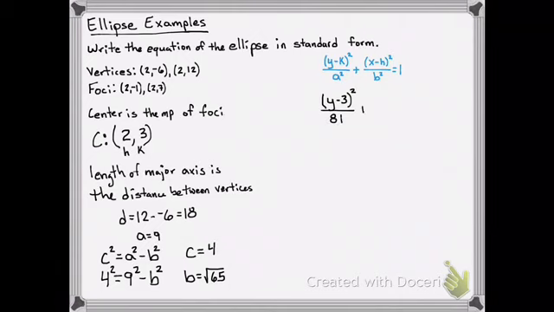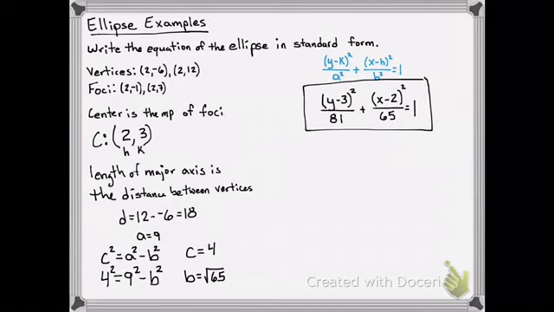Plus (x minus h) quantity squared, so x minus my h value, which is 2. The 3 and the 2 in those parentheses come from the center. Divided by b squared, that's why I left it as a square root. B is the square root of 65, so b squared will just be 65. And our equation always equals 1 because that's the equation for an ellipse. That's the information that we have, and that's how we write the equation based on information that we're given.